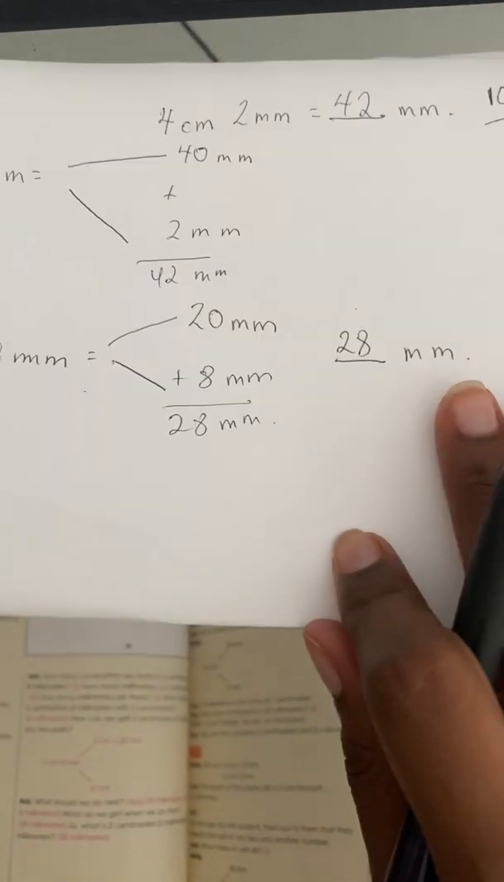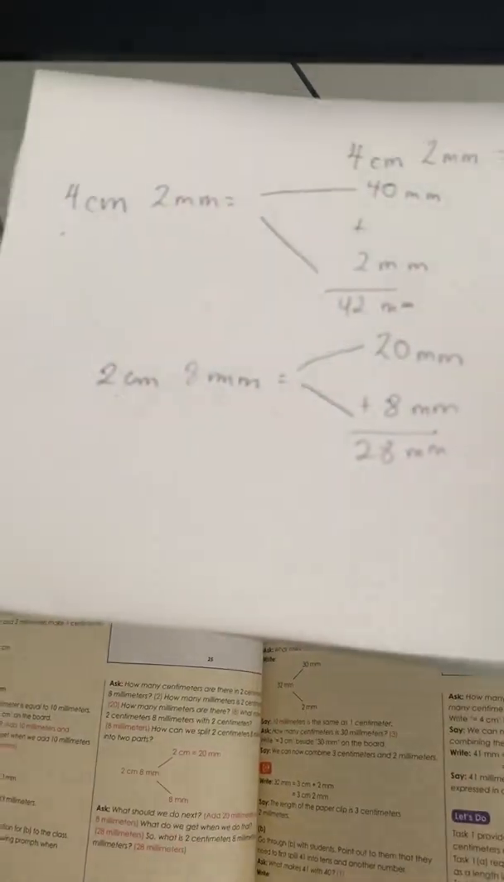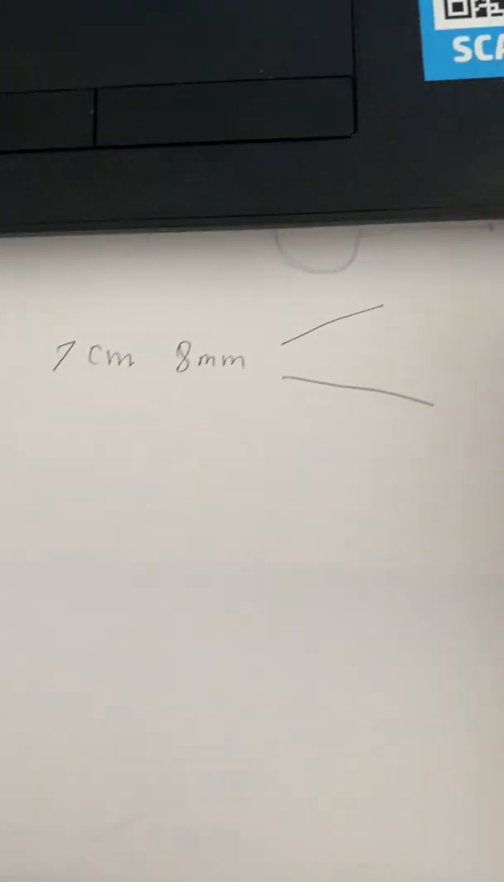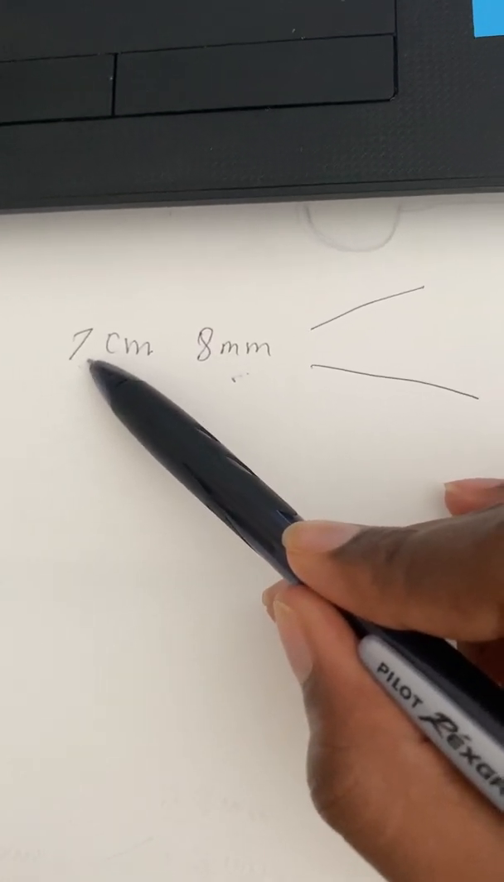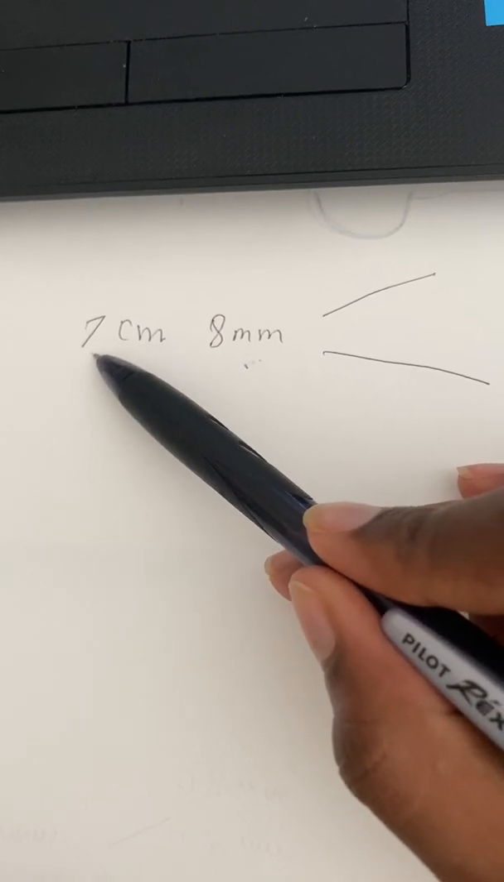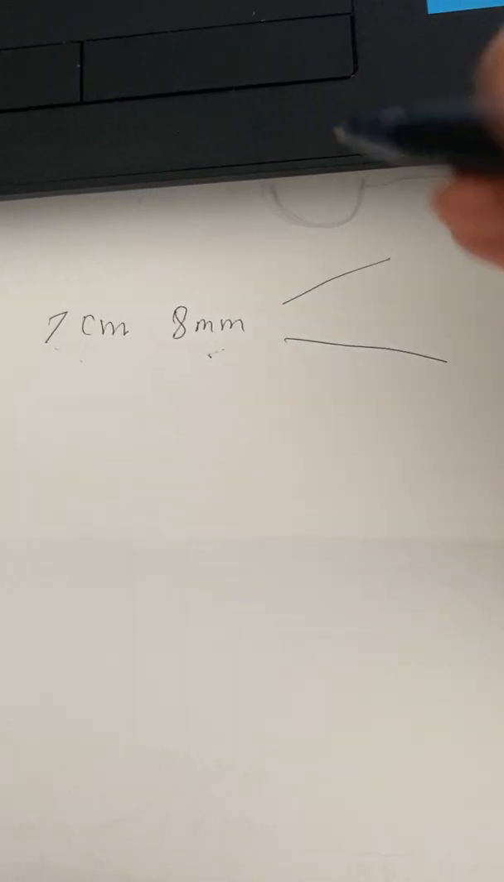Now let's look at one more example. Let's try, what if I just have something like 7 centimeter and 8 millimeter. Well, first I want to turn everything into millimeter. So that would be 7 times 10, because 10 millimeters equals 1 centimeter. So 7 times 10 gives me 70.